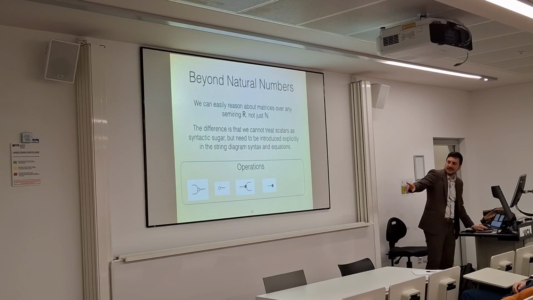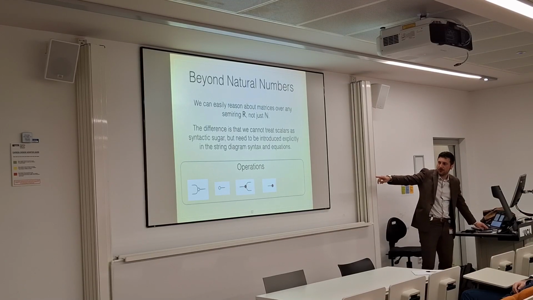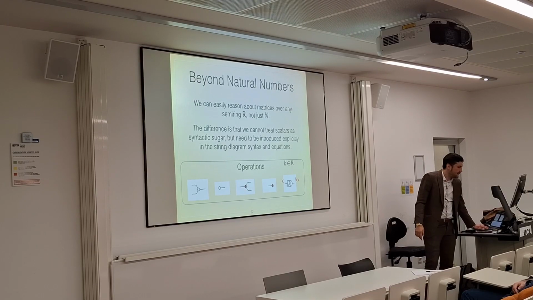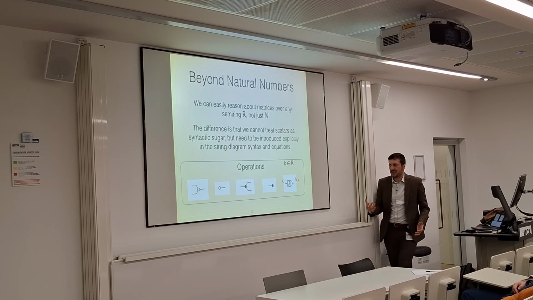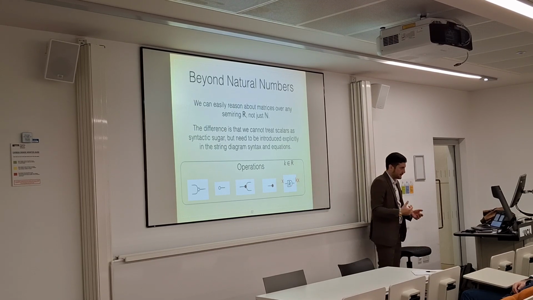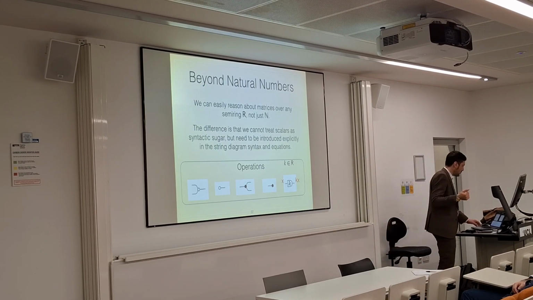So what this means is that next to these 4 operations we introduce a scalar operation for each scalar in the semi-ring. So this is a one-to-one operation whose semantics is to map x to k times x. So it is the same thing as with natural numbers, but we need to introduce them explicitly. Okay, and the same equations hold.